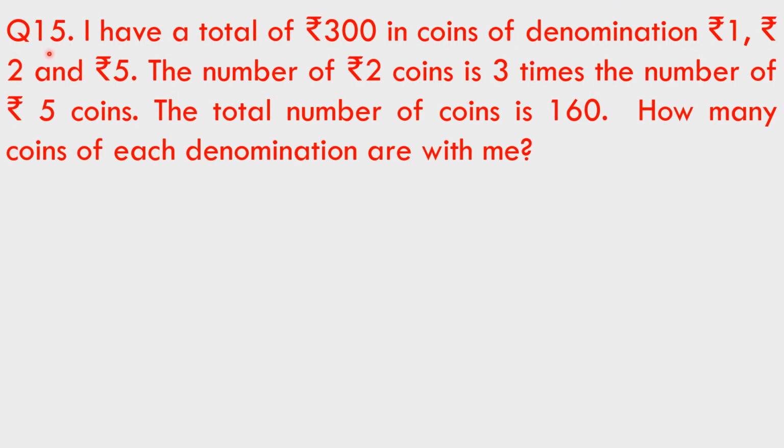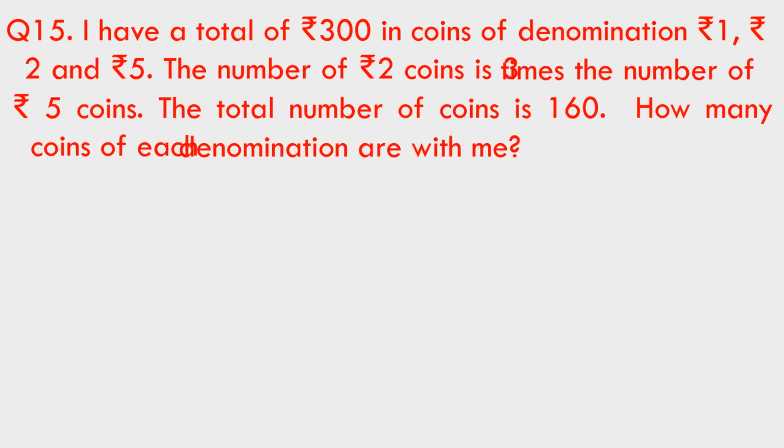Question number 15. I have a total of 300 rupees in coins of denomination 1 rupee, 2 rupees and 5 rupees. The number of 2 rupee coins is 3 times the number of 5 rupee coins. The total number of coins is 160. How many coins of each denomination are with me?